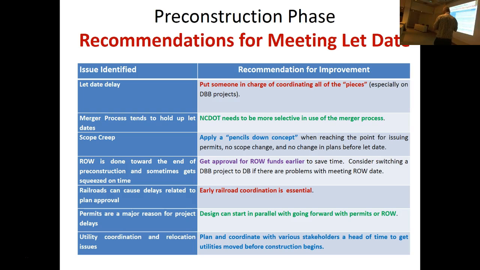Scope creep, another one that many people mentioned to us. Apply a pencils down concept when reaching the point for issuing permits. No scope change, no change in plans before the let date. Railroads have caused delays in the past, so early railroad coordination is essential. And then it's basically the same thing with utilities, utility coordination and relocation issues, which are very common on mega projects. So planning and coordinating with various stakeholders ahead of time to get utilities moved before construction begins. So these are just some other almost common sense kind of things that you can do to improve your chances of meeting the let date.